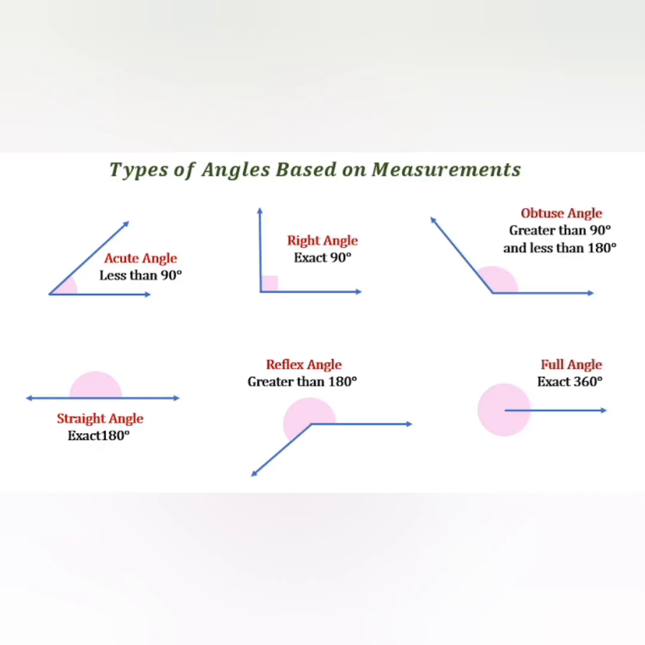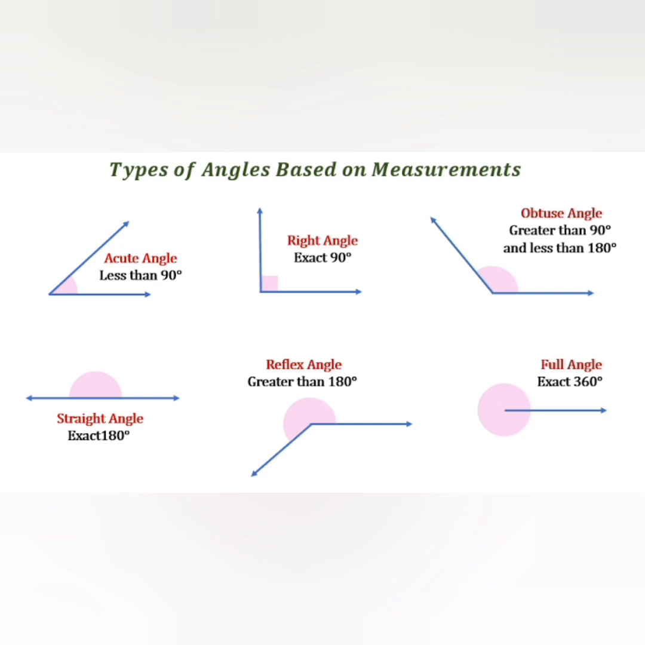Moving forward, we are going to look at types of angles based on measurement. We have the acute angle. The acute angle is less than 90 degrees. Angles like 80 degrees, 20 degrees, 60 degrees. We have the right angle. The right angle is exactly 90 degrees. When we hear right angle or when we see the symbol of a square, we know that's a right angle.